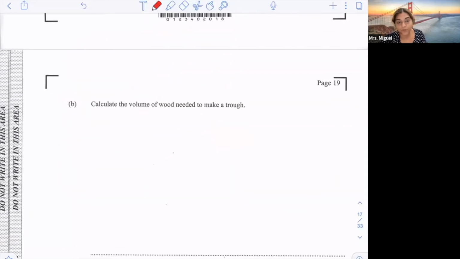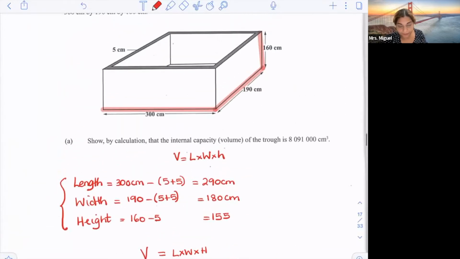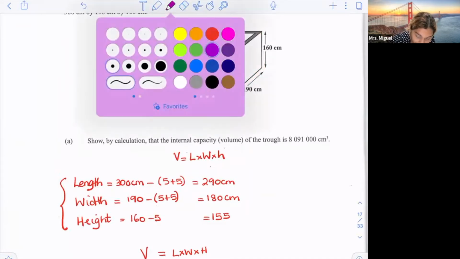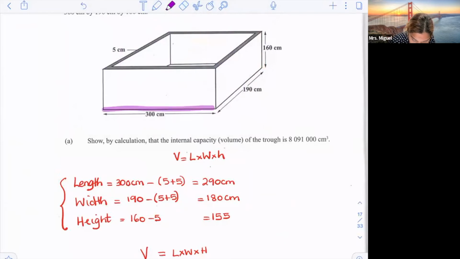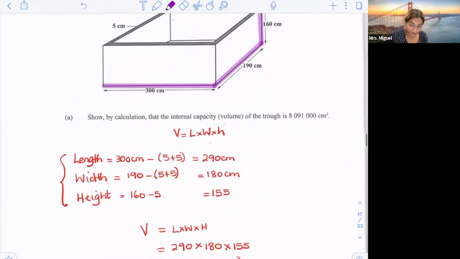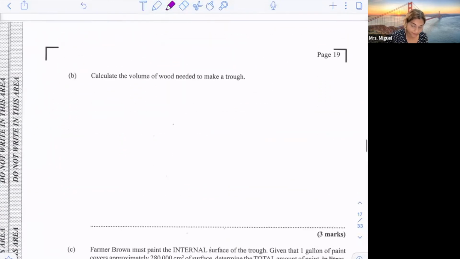Calculate the volume of wood needed to make the trough. Well, that's simple. They don't want the internal capacity. No, they are asking you for the external capacity. So for us to find the volume of wood needed, it will be 300 by 190 by 160. So take it down and work it out. 300 by 190 by 160.